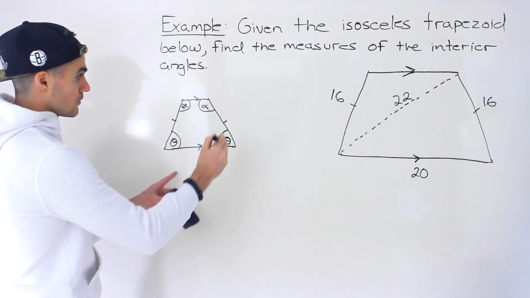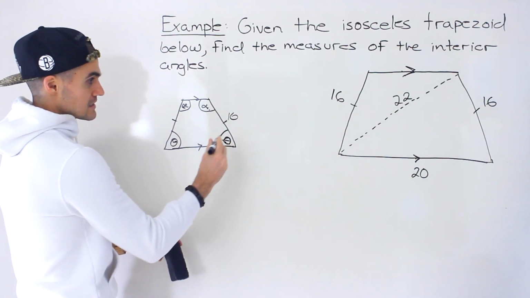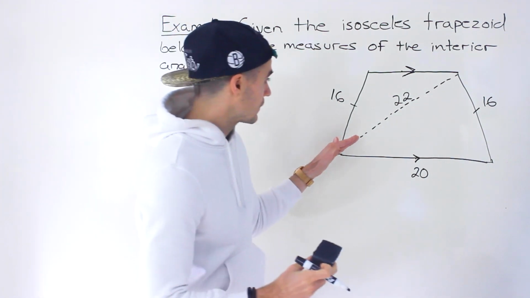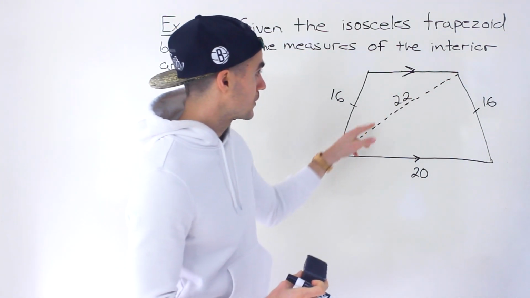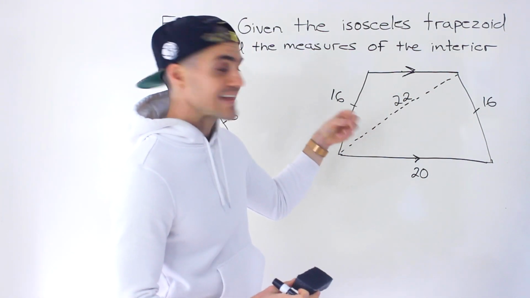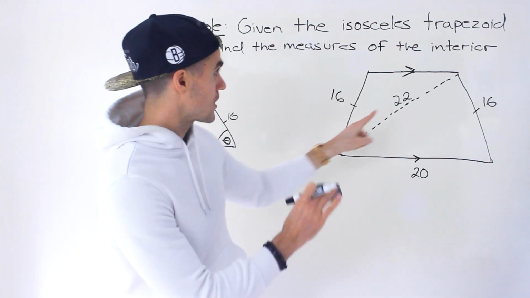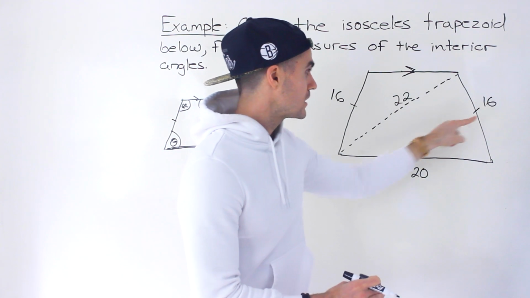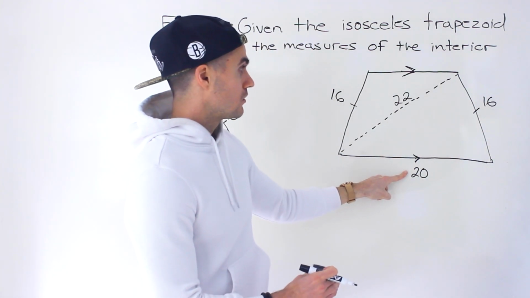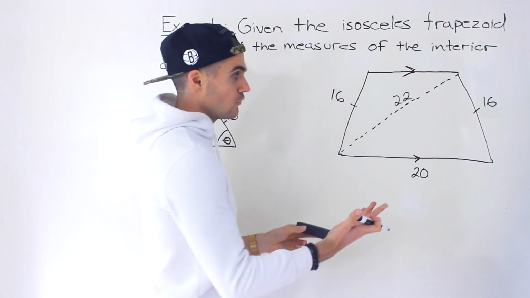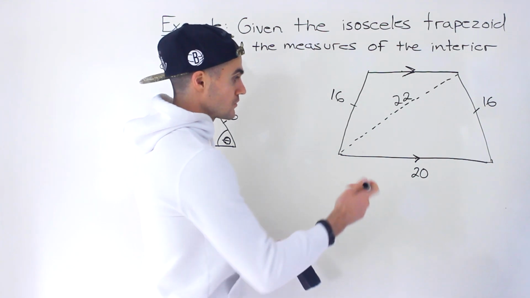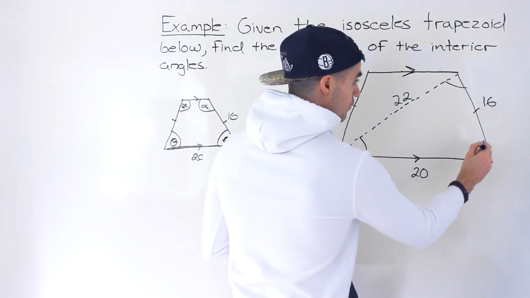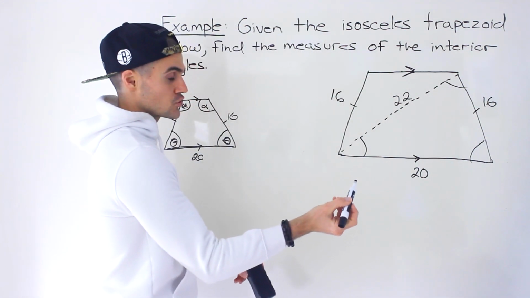Now, notice that we're given the length of this side, 16, the length of this side, which is 20, and we're also given the length of this diagonal over here, which is 22. That creates a triangle within this trapezoid, a triangle right here that has all three sides. Well, that means that we could solve for any of the three angles in that triangle.